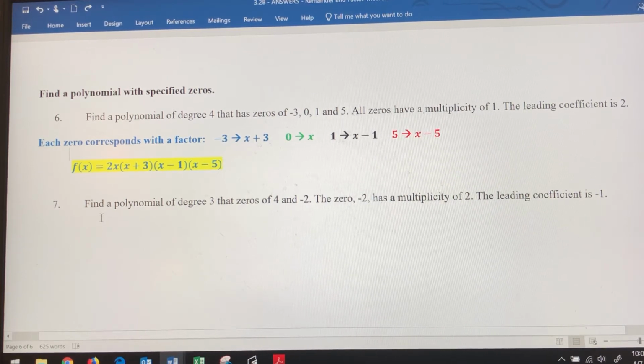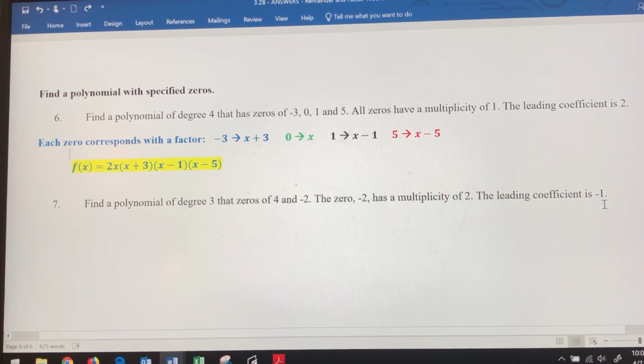Okay, in number 7, we've got a third degree polynomial we're going to try to write that has zeros of 4 and -2. Now, the 4 has a multiplicity of 1, but the -2 has a multiplicity of 2, so that's going to be a little different here. The leading coefficient will be -1.